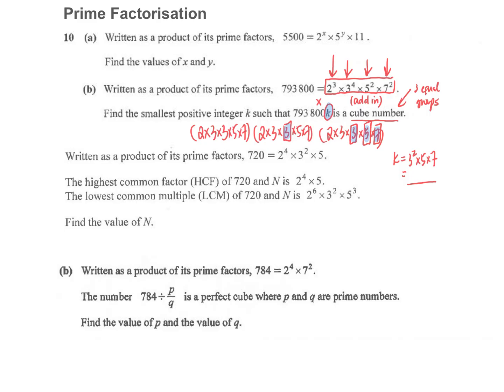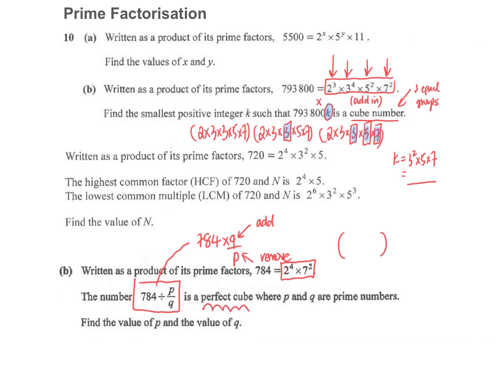Okay, what if they say you multiply and you also divide? So for this case, you keep, change, flip. So Q is the number you add in. P is the number you can remove. Divide means you remove it. So based on this number, they want you to make it into a perfect cube again.